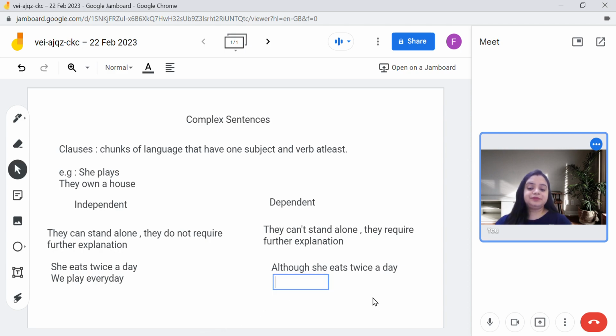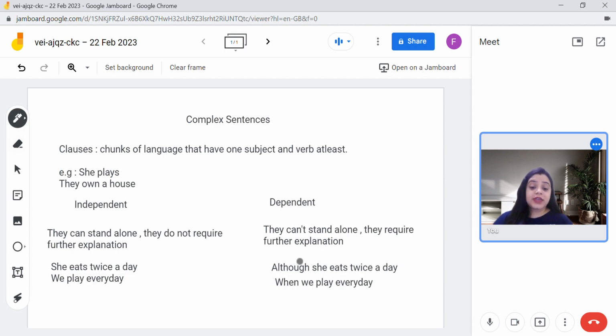For example, when we play every day, what happens? Again, it is looking for some explanation here, otherwise it is incomplete. So there are two clauses on the independent side and two on the dependent side, and you can compare that independent ones are complete while dependent ones are looking for further explanation. You might wonder why dependent ones are looking for further explanation. Can I say it is because of the presence of these words?